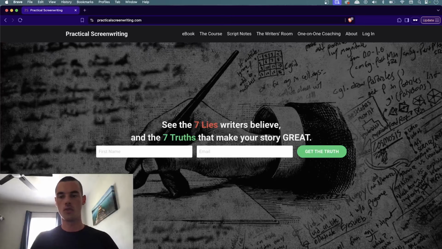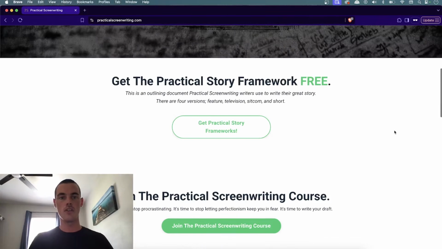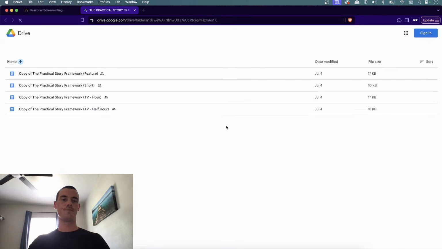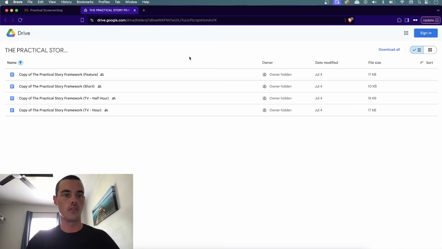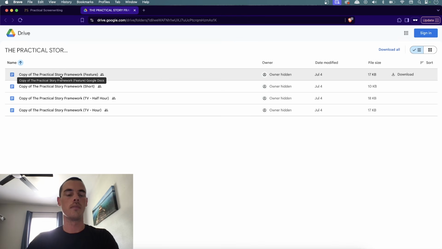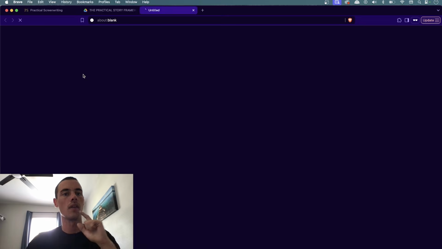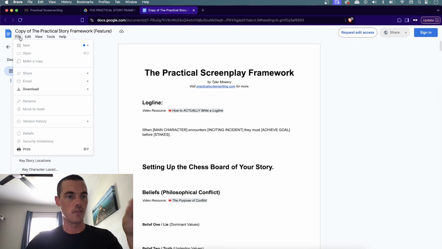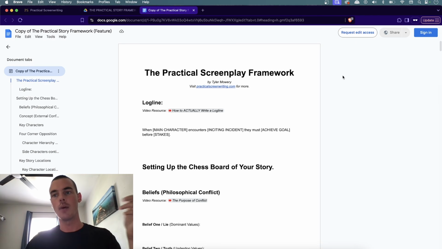And if you just scroll down this main page here, you will see Get the Practical Story Framework Free. If you click this button, it's going to take you to this Google Drive here, and you will see 4 different versions of the Practical Screenwriting Framework here. Now, you can easily download these with the button here, or you can also click File, Make a Copy. I will show that to you in a moment. So if you want these documents yourself, you can also come in here, File, and you can click Make a Copy, and that will add it to your Google Drive.